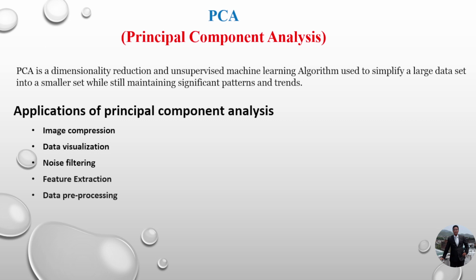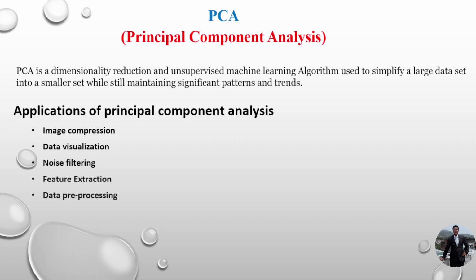So to sum up, the idea of PCA is simple. It is used for the reduction of the number of variables of a dataset, while still preserving as much information as possible.